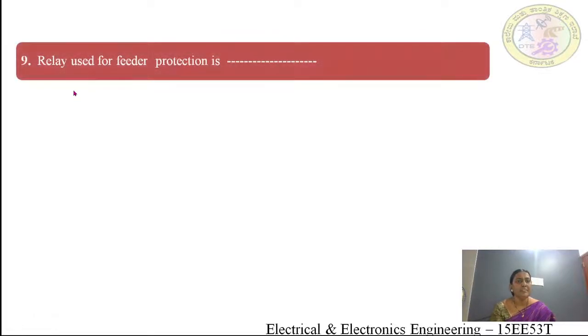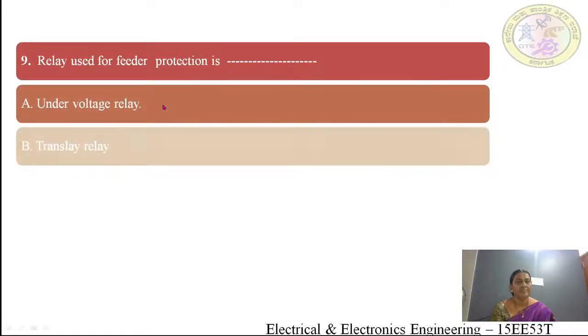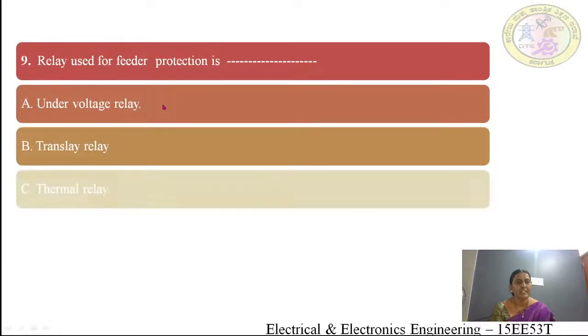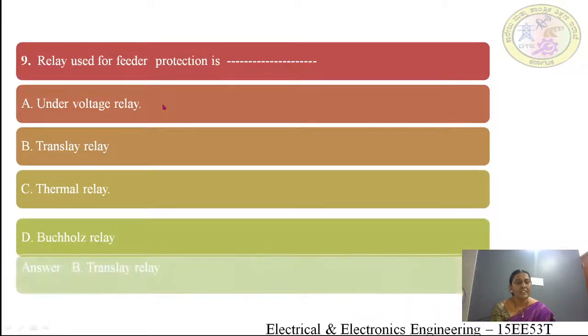Next, ninth question. The relay used for feeder protection is dash: undervoltage relay, Translay relay, thermal relay, or Buchholz relay. The answer is the Translay relay. The relay used for feeder protection is a Translay relay.